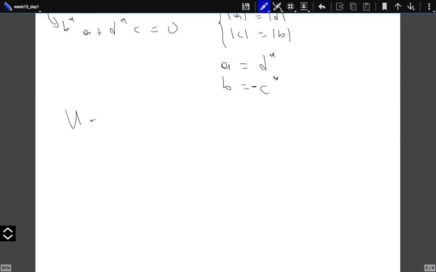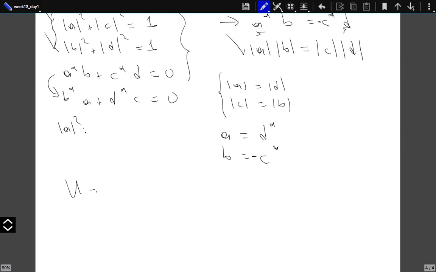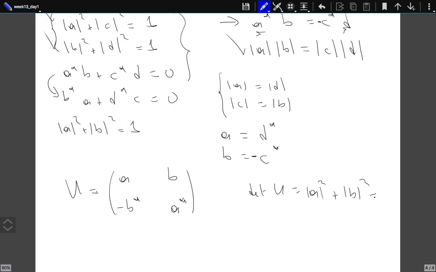So my U just becomes, of course I have this additional constraint that A squared plus B squared is equal to 1. So you see my U is A, B, minus B star, A star. With the determinant of U equal to A squared plus B squared, this should be equal to 1. So check, this is an element of our SU2.